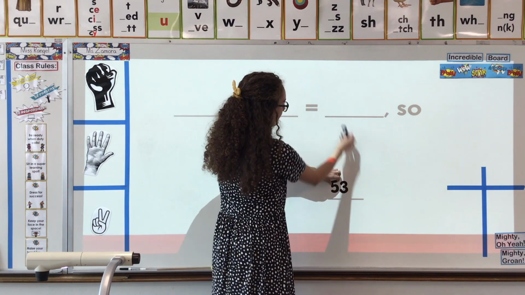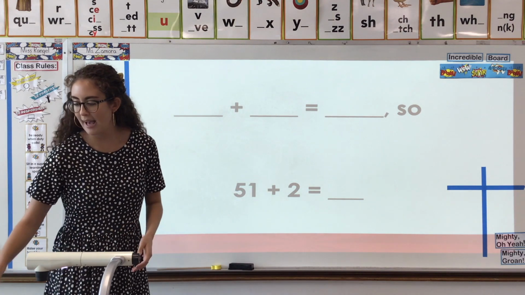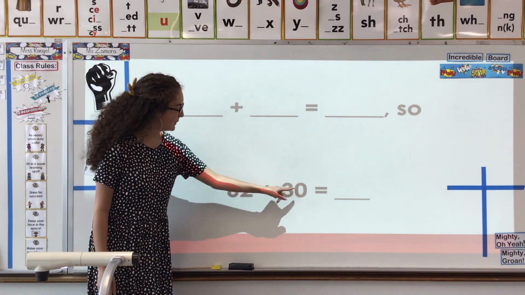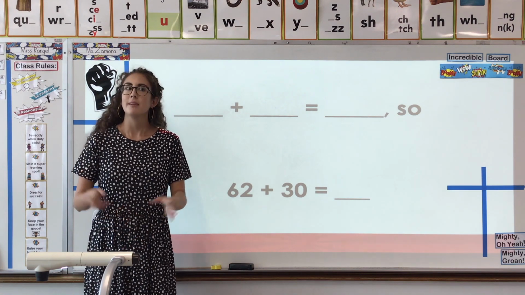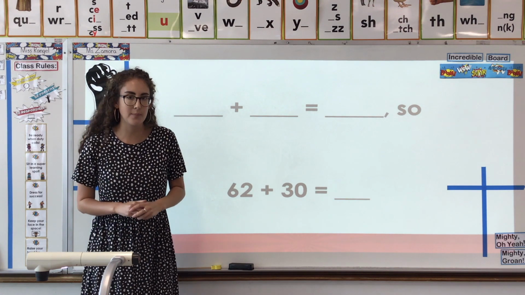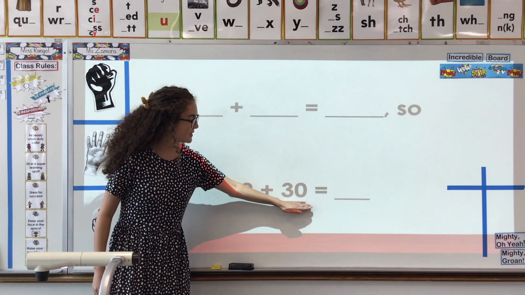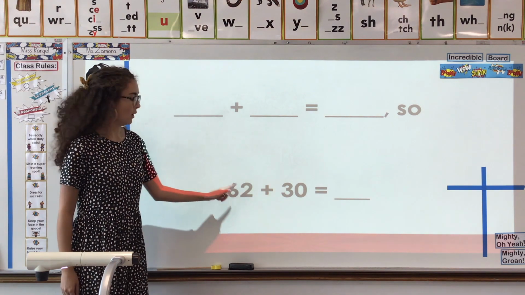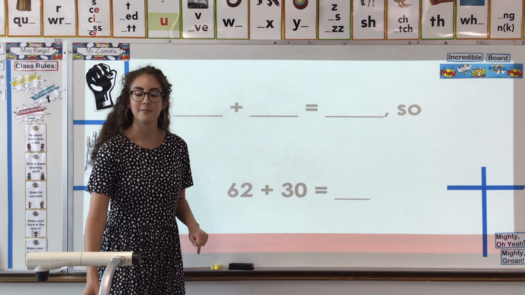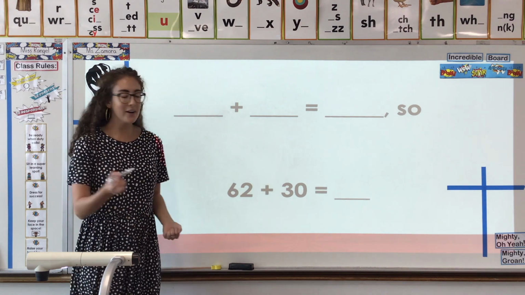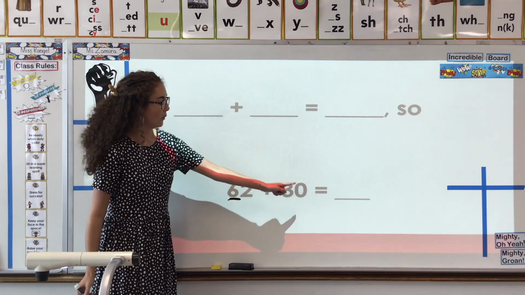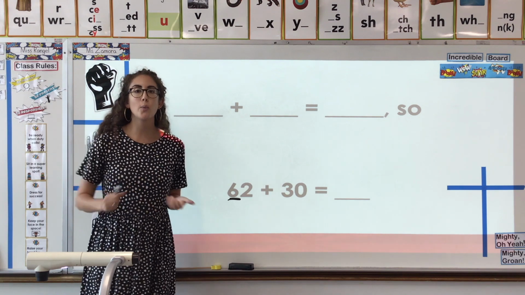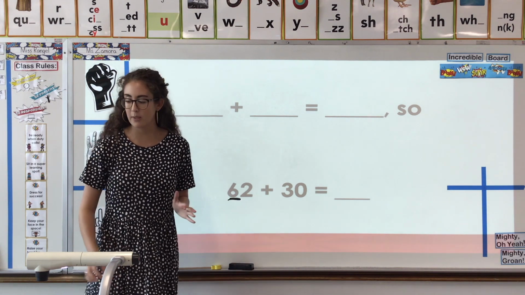I'm going to reset. So, what about this equation? We're trying to solve 62 plus 30. So how do we start finding our simpler equation? First up, 30. Are we going to add 30 to the tens or to the ones? We're going to add it to the tens. We're going to add 3 tens to the 6 tens we already have. So what's our simpler equation? We're just working with the tens.